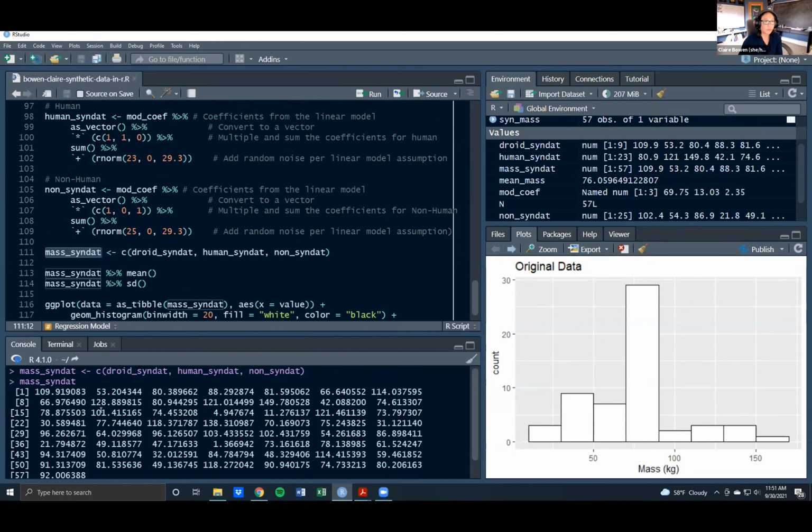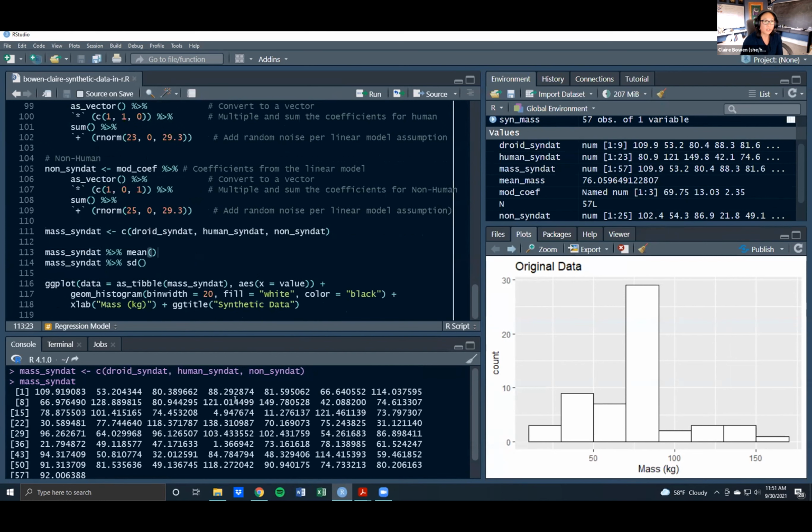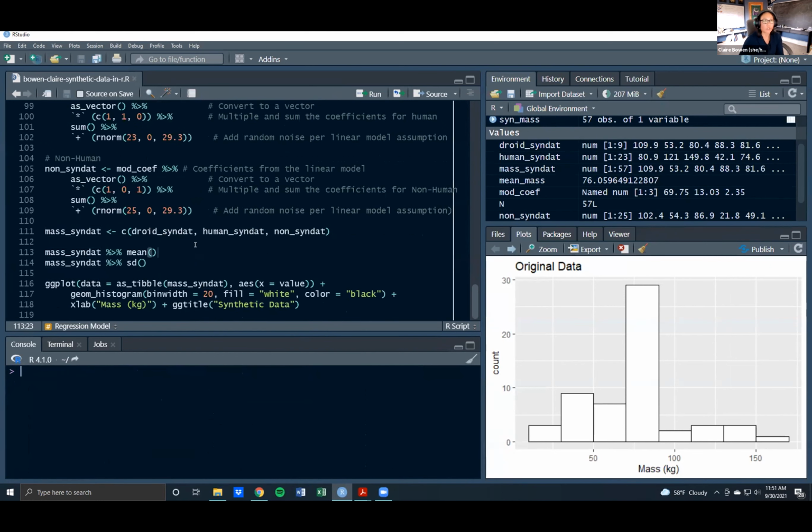So this is our new generated data for the masses for our droid, human, and non-human, based on that regression model. And then we're thinking, okay, how close were we on the mean and standard deviation compared to what we did earlier, which was where we just assumed a normal distribution.